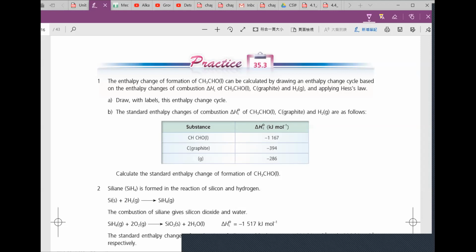Do you know how to solve? Take a look at question 1. Can you write down the enthalpy cycle? Of course, once you know the formula, that equation can be solved very quickly. But what I want you to do is to draw the enthalpy cycle.